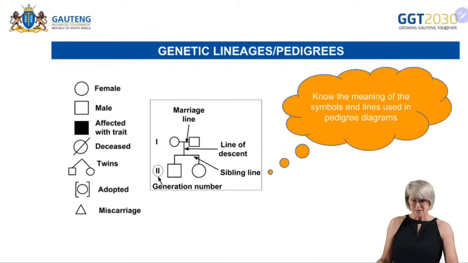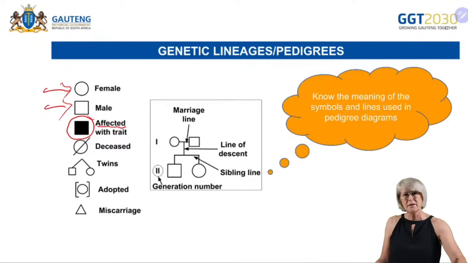Now, very important when we are faced with a pedigree diagram, we need to understand the symbols that are used. And this you should know. A circle is a female, a square is a male. As soon as the square or the circle is colored in, like this one, so as soon as they are shaded, that becomes an affected individual. So they would have that characteristic that we are tracing through the generations.